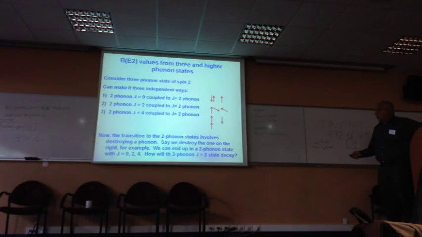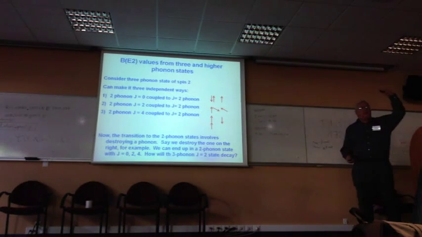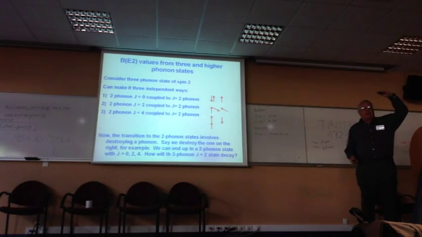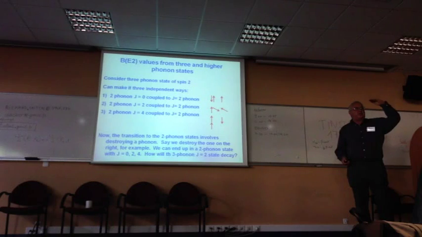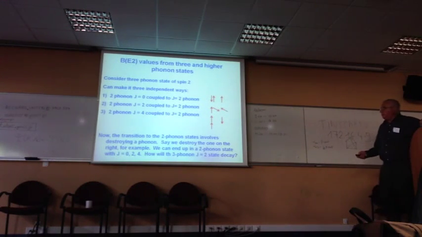You can take two and couple them to 4, and then anti-align the third one to make angular momentum 2. Or you can couple two of them to 2, and then couple the third to make angular momentum 2. These are three independent ways of making a three phonon state. Now imagine an E2 transition from a three phonon state to a two phonon state. You can destroy the third phonon in any of these cases.